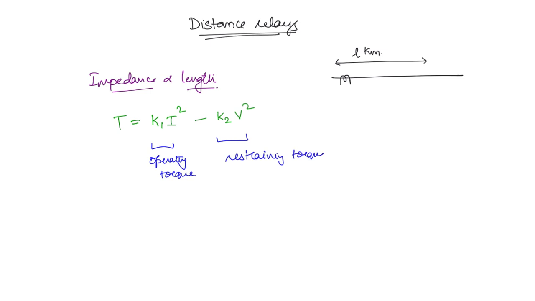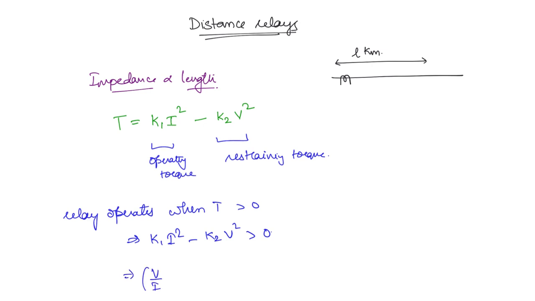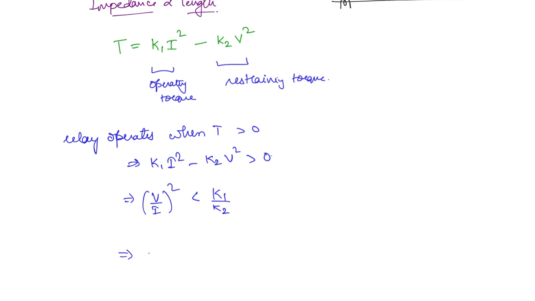Okay, now the relay will operate when T is greater than 0. That means k1 I square minus k2 V square should be greater than 0. So you're going to get (V by I) whole square should be less than k1 by k2. Now what is V by I? It is nothing but the impedance, right? So the impedance should be less than root over k1 by k2. So if the impedance falls below this value, root over k1 by k2, then the relay will operate.